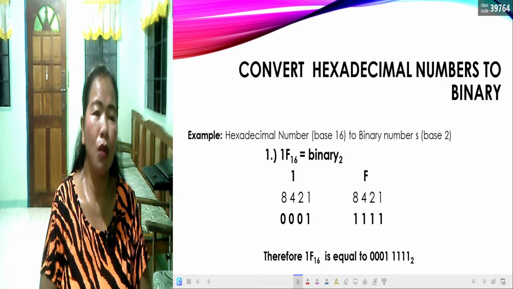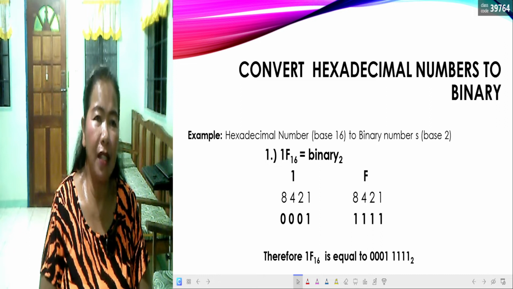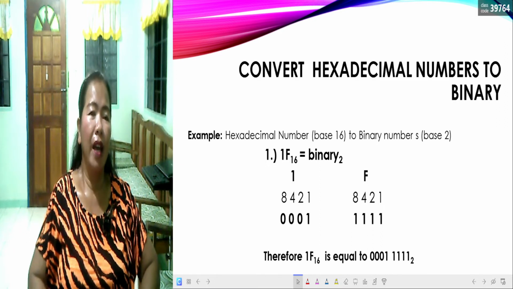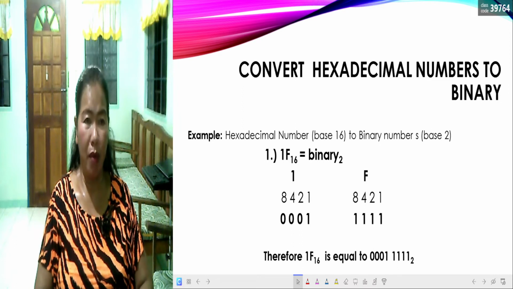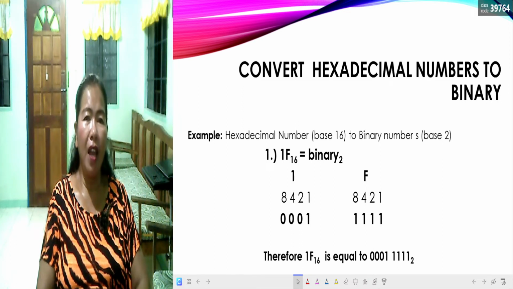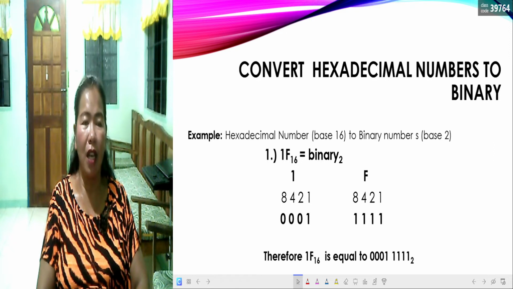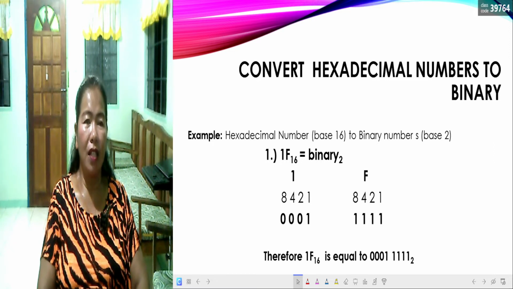So number 1 given is 1F, 1F base 16, because we are converting hexadecimal numbers to binary numbers. Again, every hexadecimal digit should be represented by 4 digits in binary. And we will use again the multiplier equivalence, and this time it is up to 8 already, not anymore 1 to 4, because 1 to 4 is for octal, because octal has only 3 digits equivalent in every one octal number.